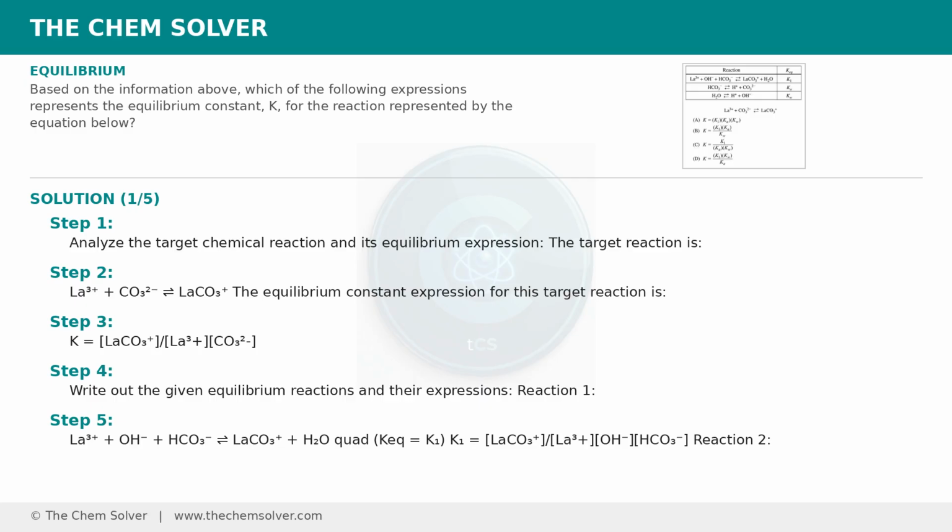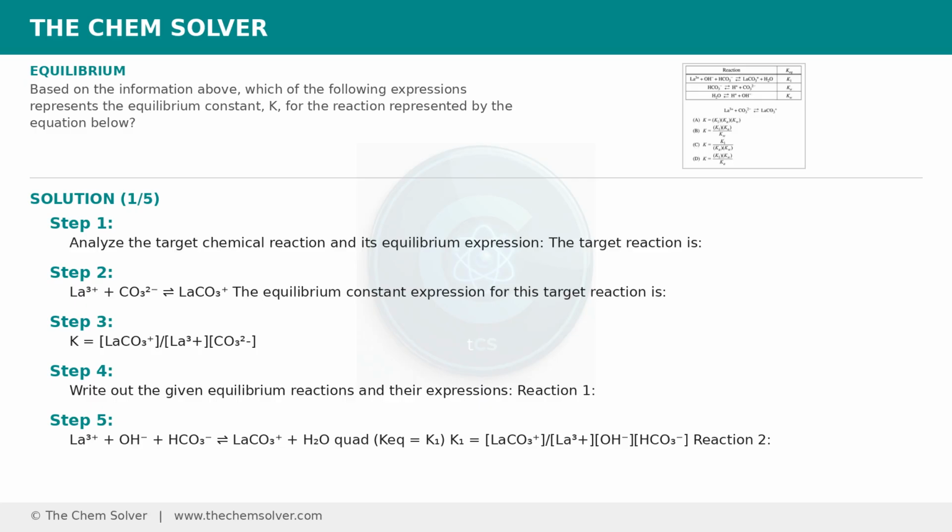Write out the given equilibrium reactions and their expressions. Reaction 1: La^3+ + OH^- + HCO3^- is in equilibrium with LaCO3^+ + H2O. K_eq equals K1. K1 equals [LaCO3^+] over [La^3+][OH^-][HCO3^-].